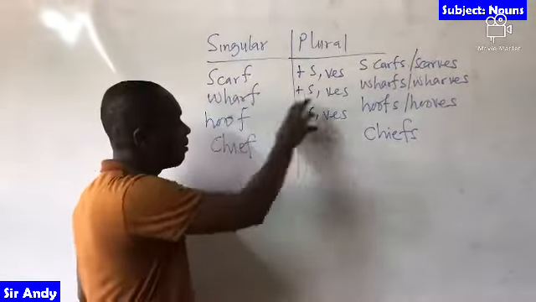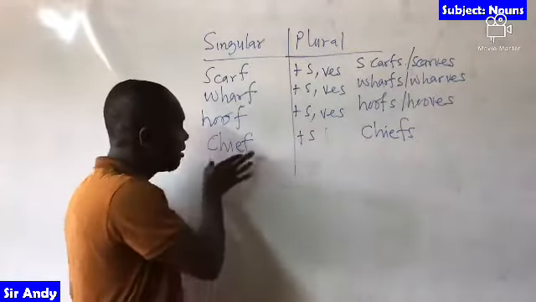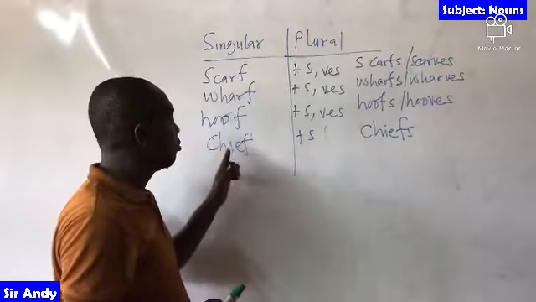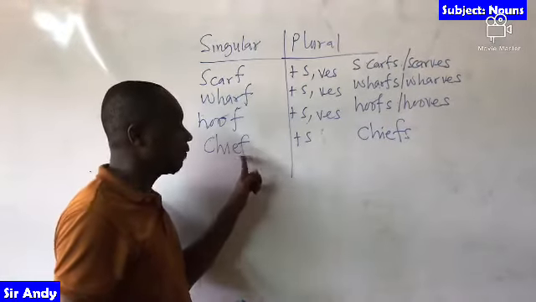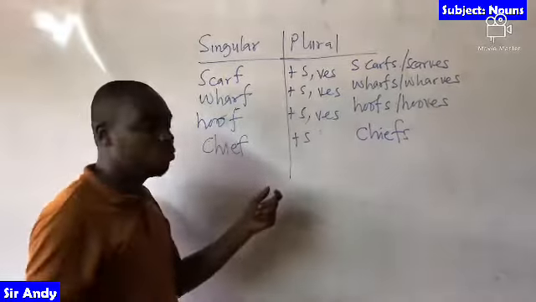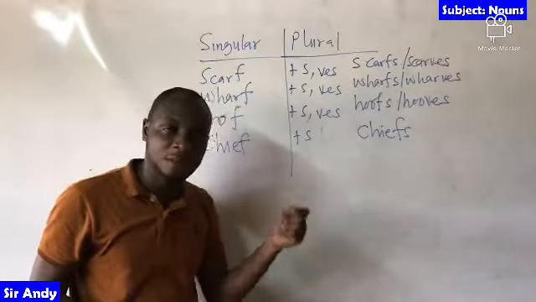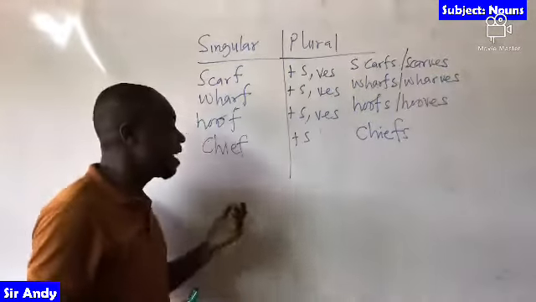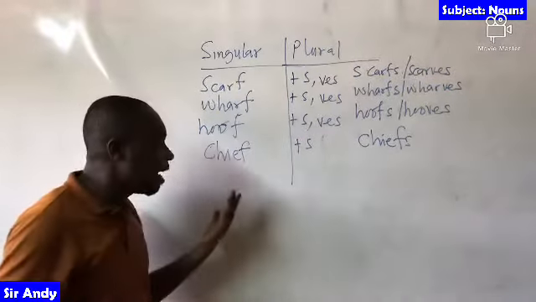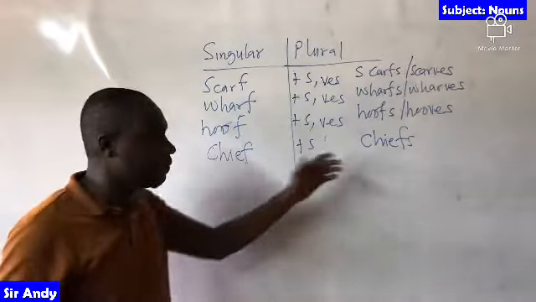And looking at these words we just mentioned, chief, for instance, you can't do away with the F and then add VES to it. But what we can do, if you want to change it from the singular form to the plural form, is a matter of adding S to it, and then it becomes chiefs.